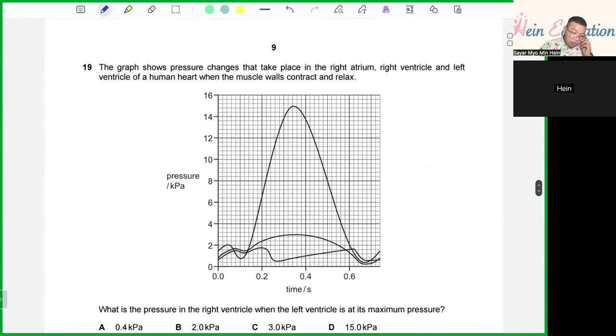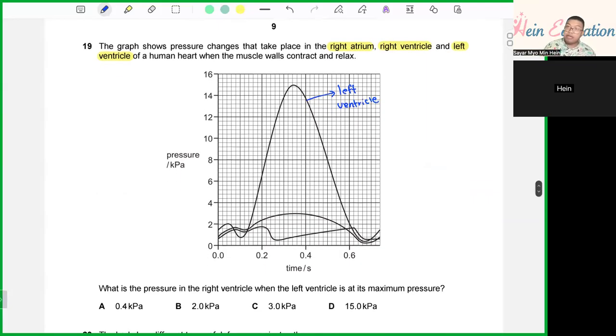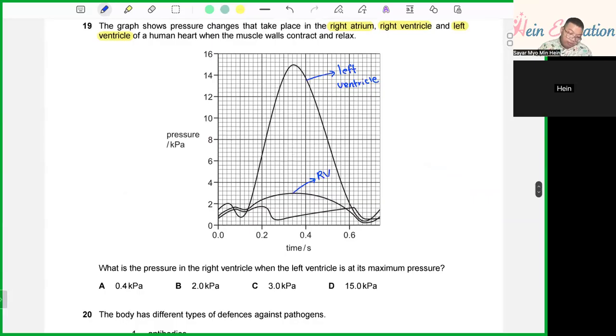Number 19, they show you three places, which are the right atrium, right ventricle, and left ventricle. So you can note that among these three chambers, the highest pressure would be in the left ventricle. So it is obvious that this is the left ventricle, right? This will be the left ventricle and two more lines left. Out of these two lines, which one would have the higher pressure? It will be the right ventricle, because the function of the atrium is to receive the blood, but the ventricle is to pump the blood. And the question asks, what is the pressure in the right ventricle?